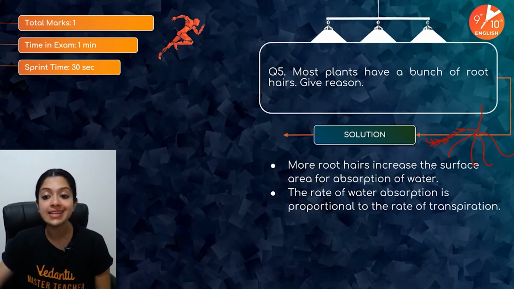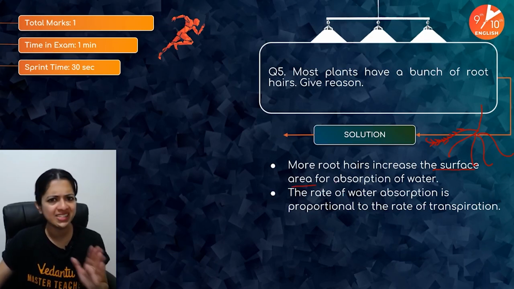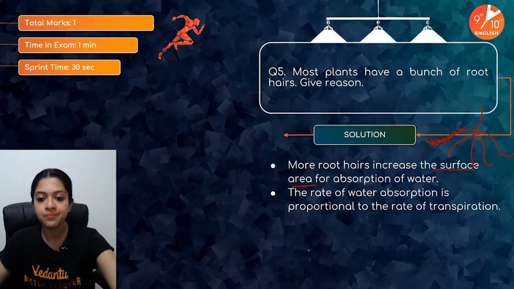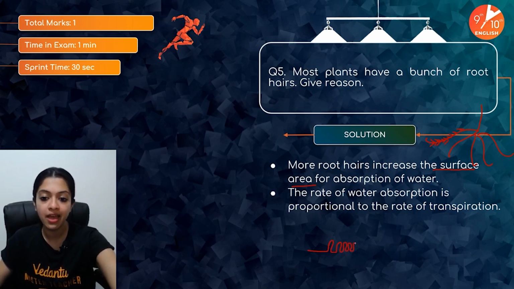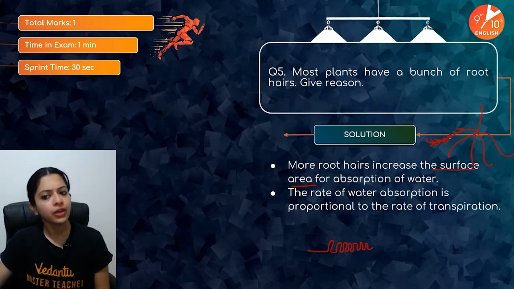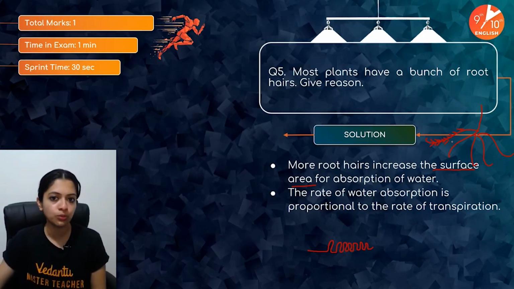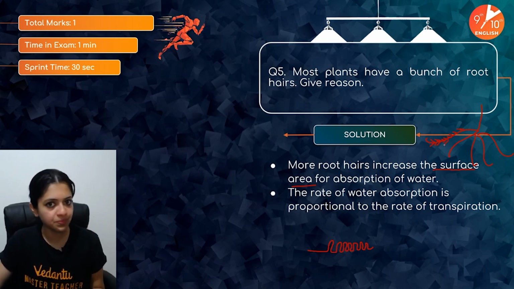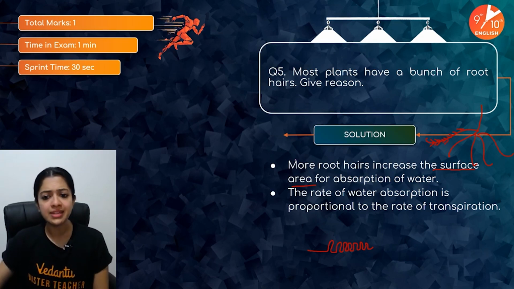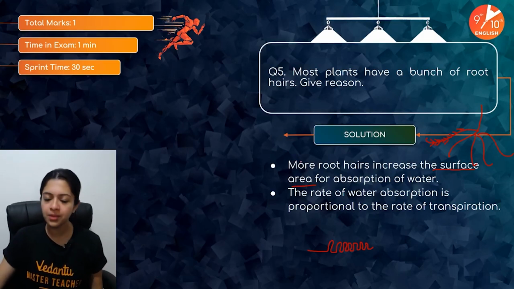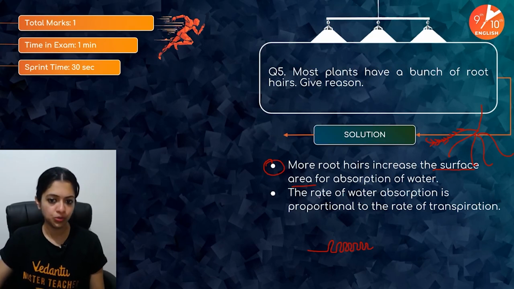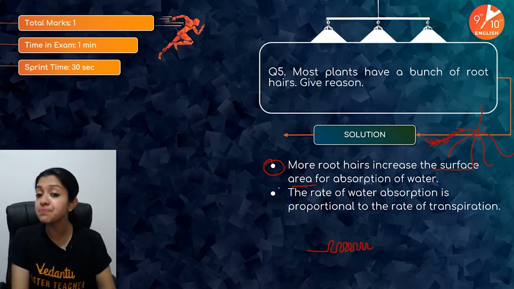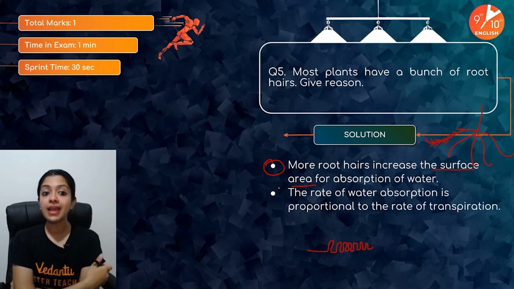Root hairs increase the surface area for water absorption, just like there are villi in our small intestine, finger-like projections to increase surface area for absorption. And also remember, rate of water absorption is proportional to the rate of transpiration. But anyway, since the question carries 1 mark, even just the first point would do. The second one is there as an additional supporting statement. So we are done with 5 questions carrying 1 mark each.